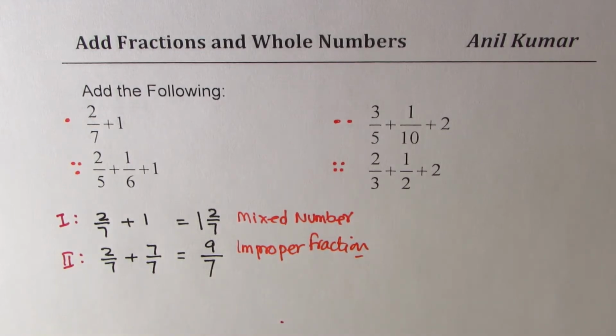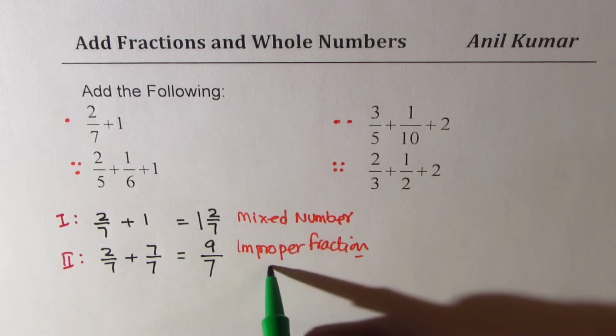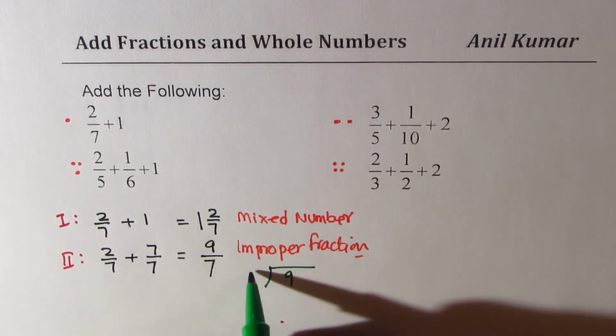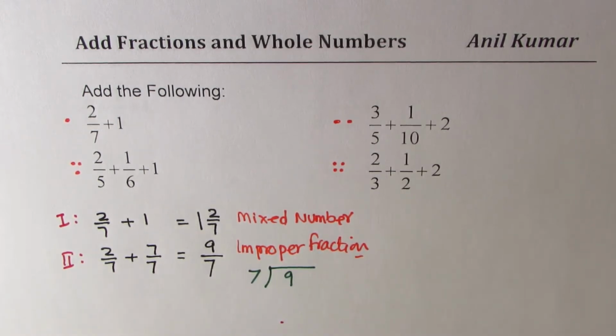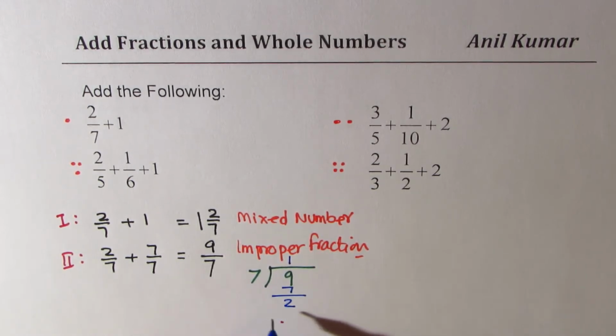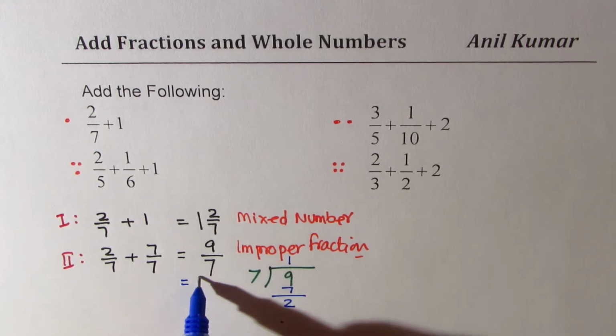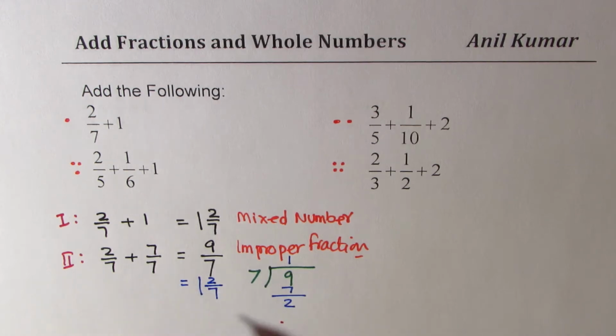We need to really convert that to mixed numbers. So to convert, what are we going to do? We are going to divide 9 by 7. So when you divide, you get 1 whole here, take away 7. We get 2 remainder. So that gives you the same answer as previous. That is 1 whole, 2 over 7. Do you see that? So in any case, we get the same answer. So that is very important to understand.